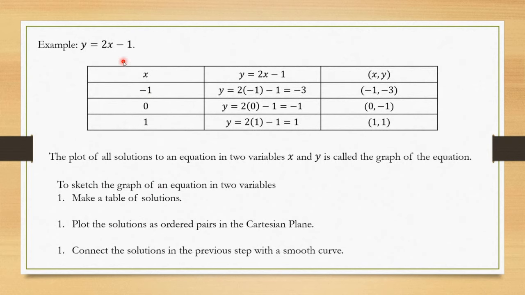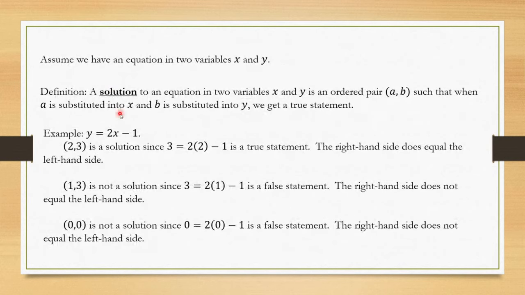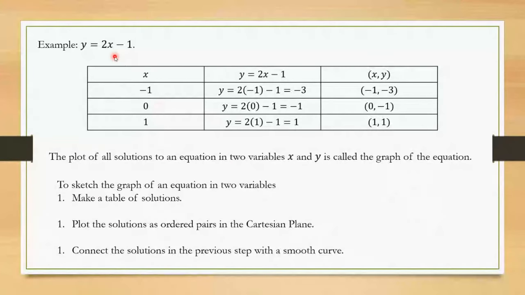Namely, if you have something like y equals 2x minus 1, you can actually get infinitely many solutions. So before we get to the graphs, let me say this. For certain equations like this, you can get infinitely many solutions, not just one, not just two, infinitely many. How do we do that? You just replace x by different numbers, so that the expression in x makes sense.